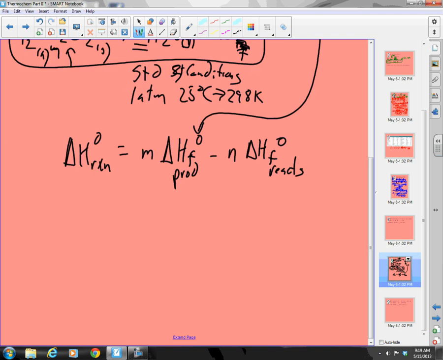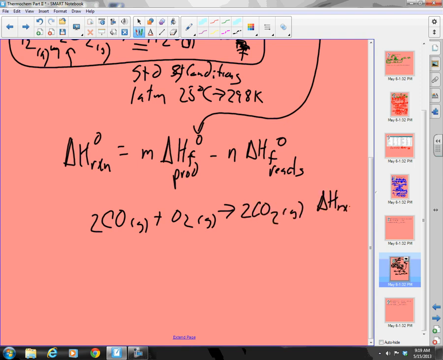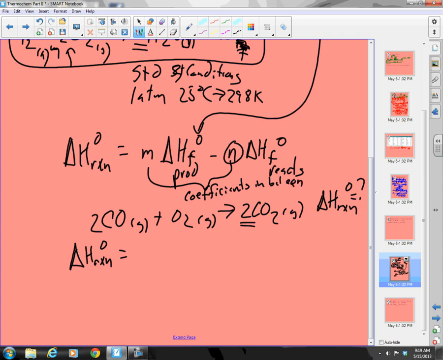Got it? So let's take a different case here. Let's say I have 2 CO gas plus O2 gas, yielding 2 CO2 gas. And we want to know the standard delta H of reaction here. How do we do it? Well, my standard delta H of reaction is equal to my coefficient. Excuse me, I should remind everyone, M and N come from the coefficients in my balanced equation. That's how I figure out what M and N are.